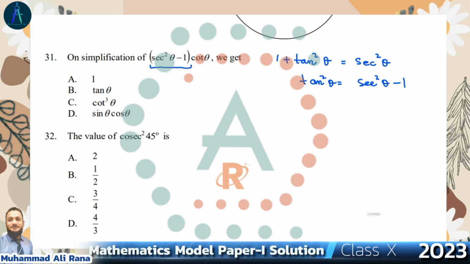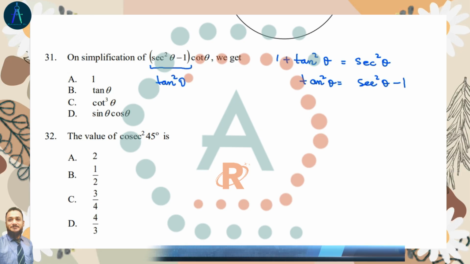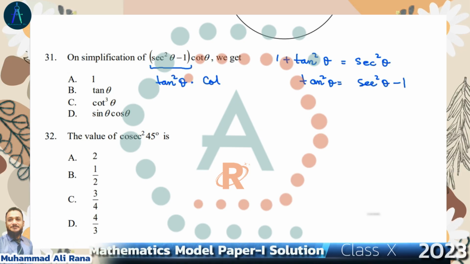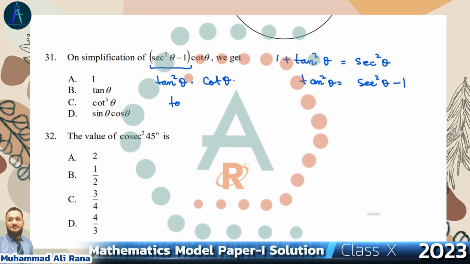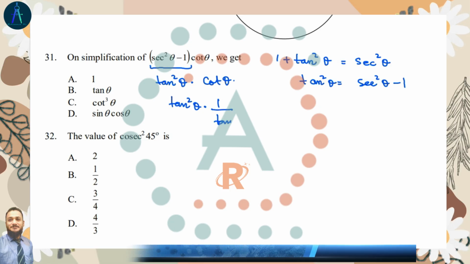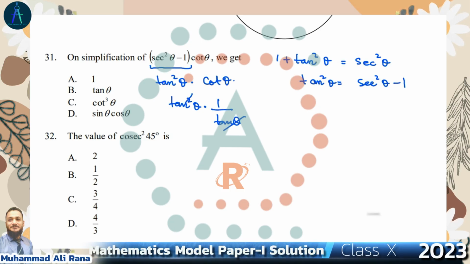So we replace it with tan square theta multiplied by cot theta. We know that tan and cot are reciprocal, so tan square theta multiplied by 1 over tan theta. Tan and tan will be cancelled out, so we will get only tan theta. So the correct answer will be option B.